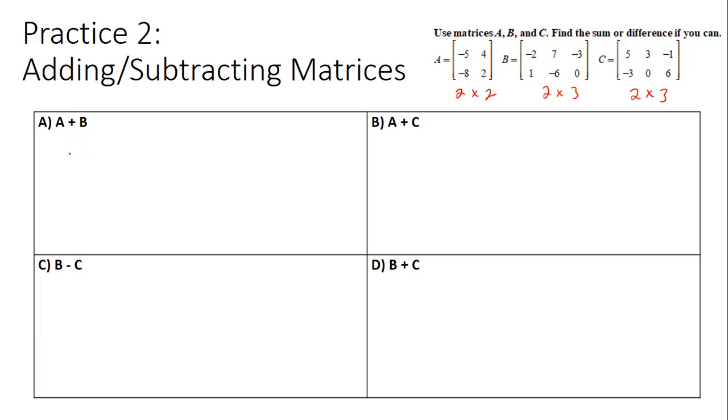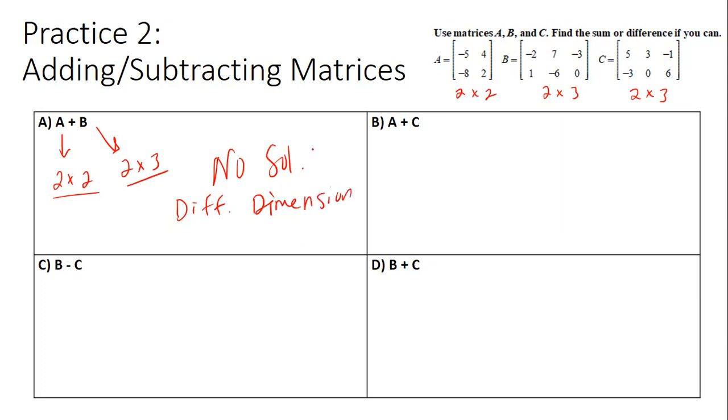So A plus B. Well, the problem is A is a 2 by 2. B is a 2 by 3. Uh-oh, what does that mean? I can't do it. There's no solution. And why is there no solution? The dimensions are different. Different dimensions means that I cannot do the math operation. Think about when you're adding and subtracting expressions, terms have to be like terms, right? Same thing with matrices. They have to have like dimensions. And if the dimensions aren't like, then I cannot combine.